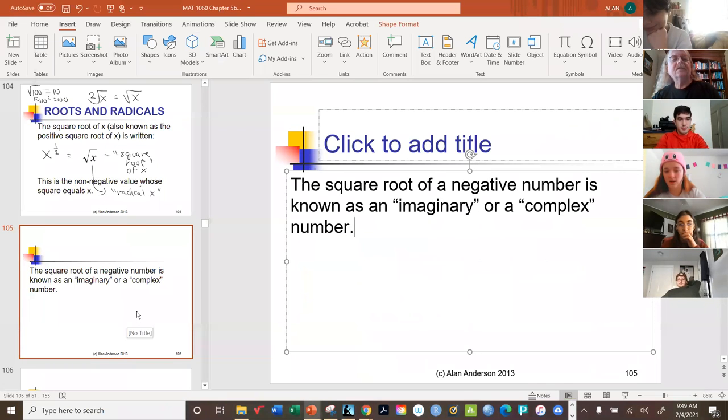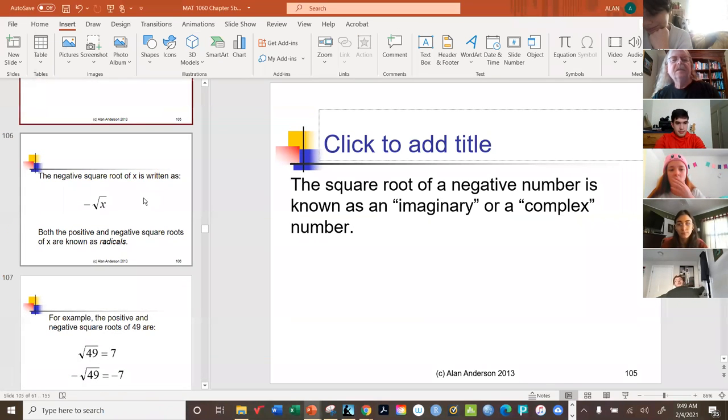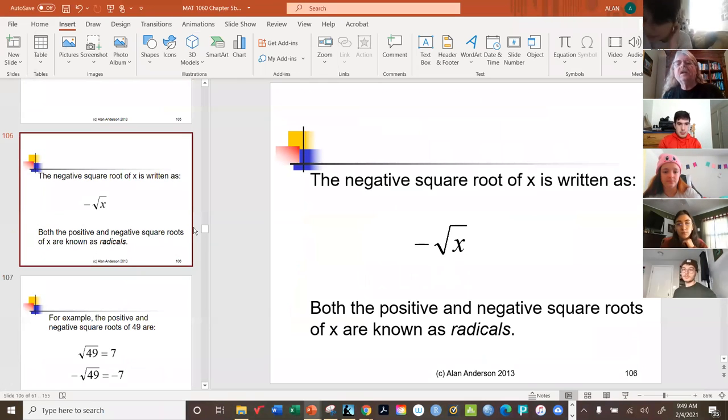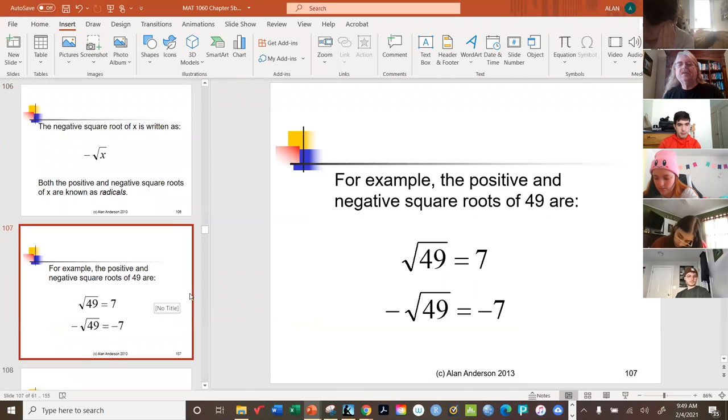So then what we're going to say is, now, here's one thing you can do. You may not take the square root of a negative number, but what you can do is multiply the square root by negative one. Okay, that's okay. The negative is on the outside. For example, here, this is clearly seven, which means this would be negative seven.